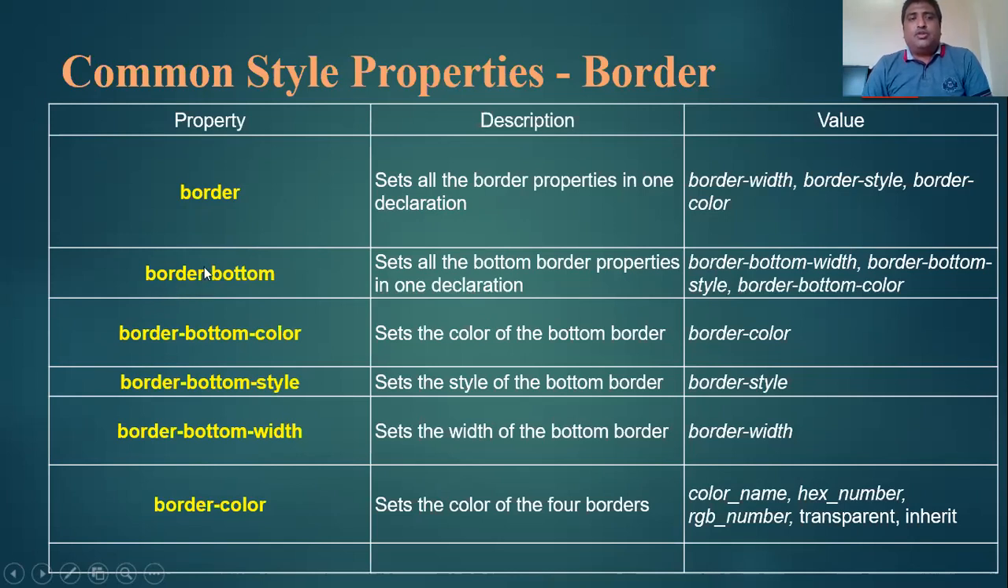Then our style property. Then border bottom, it will set the border to the bottom. Border bottom color, whatever color we want in the border, we specify here. Border bottom style. Border bottom width is used to give the width to the border. Border color, specify the border color, where we specify the color with name or hexadecimal number.